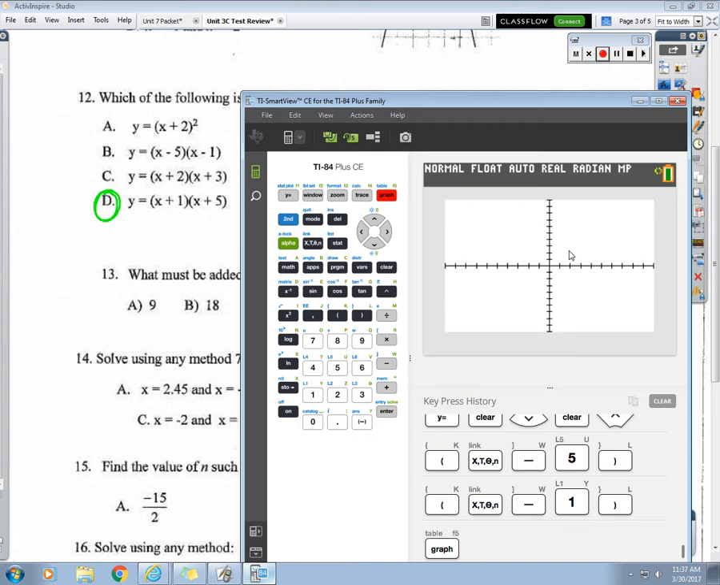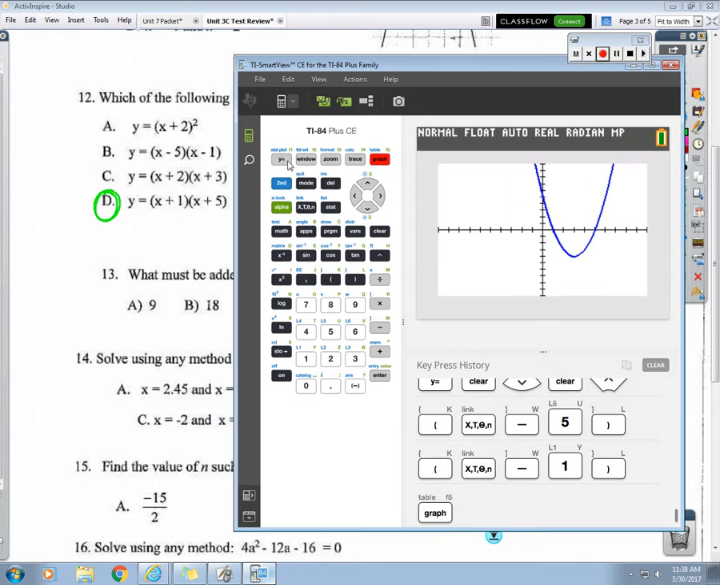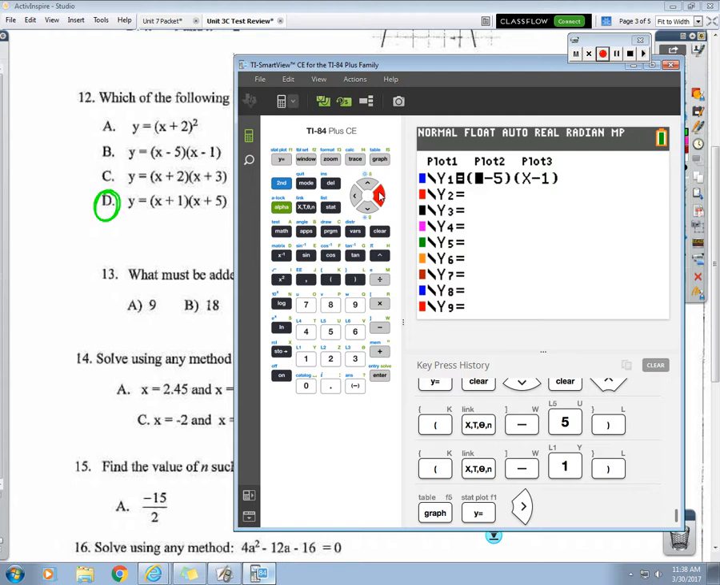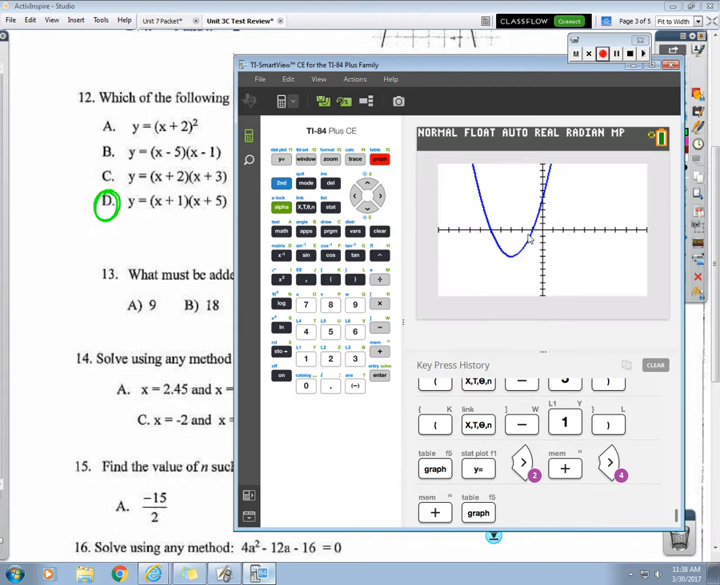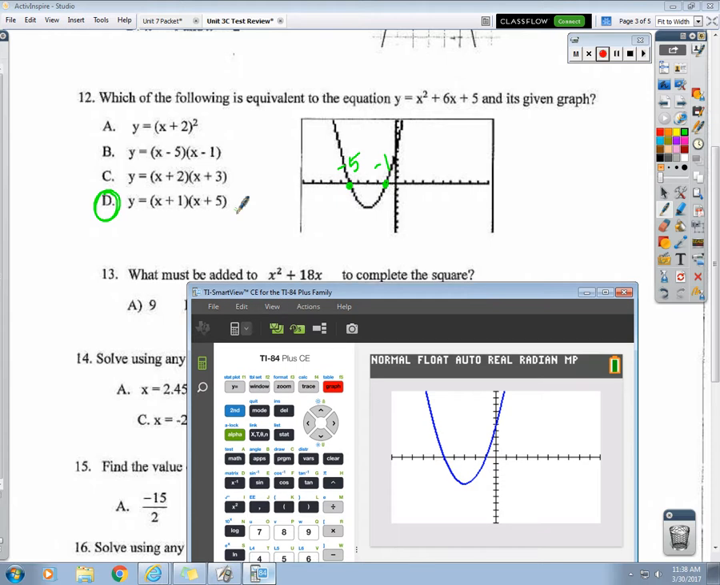Does this produce the graph that's on our paper? No, it's on the positive side of the x-axis. Ours is on the negative side. If we go in and graph choice D with pluses instead of minuses, I know it's not in the same order, but it's the same thing. Now look, it's on the left side like it is on our paper. -1 and -5. So the signs in factor form are the opposite sign, okay?